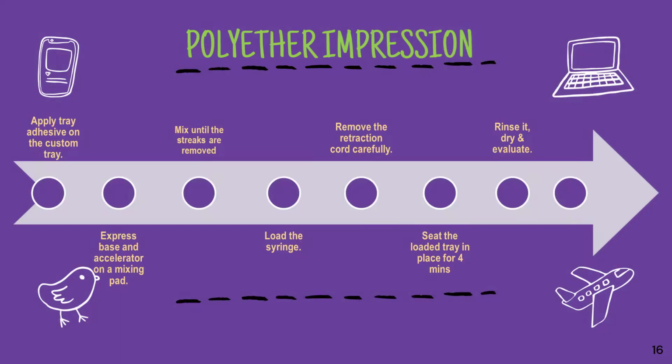Moving on to polyether impression. Apply the tray adhesive on the custom tray. Express the base paste and the accelerator paste onto the mixing pad. Mix until streaks are removed and you get a homogeneous paste. Load the material onto the syringe. Remove the retraction cord carefully. Seat the loaded tray in place for about 4 minutes. Let the impression set. Rinse it, dry, and evaluate the impression.